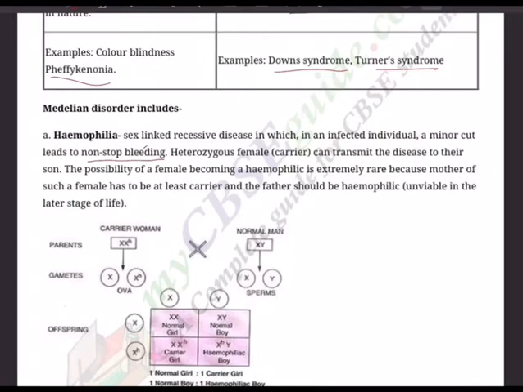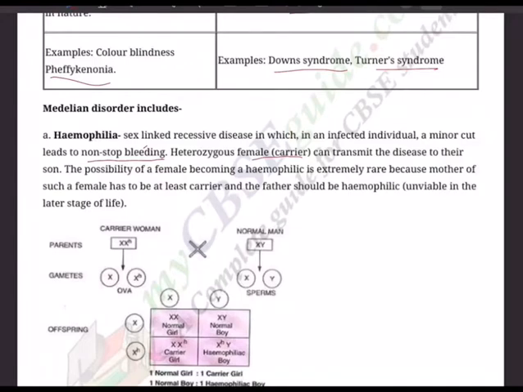Hemophilia appears only in human males, which can be transferred to their grandson through his carrier daughter. Now, how is this getting transferred? A heterozygous female carrier, meaning one who carries that defective gene, can transmit the disease to their son. The possibility of a female becoming hemophilic is extremely rare because the mother of such a female has to be at least a carrier and the father should be hemophilic, unviable in the later stage of life.